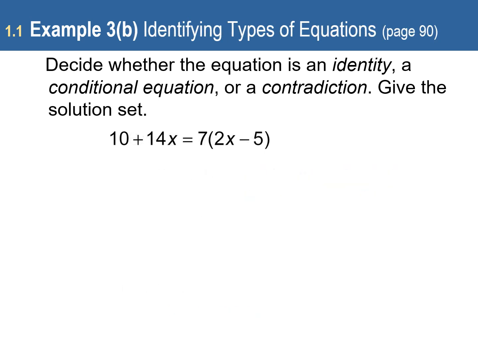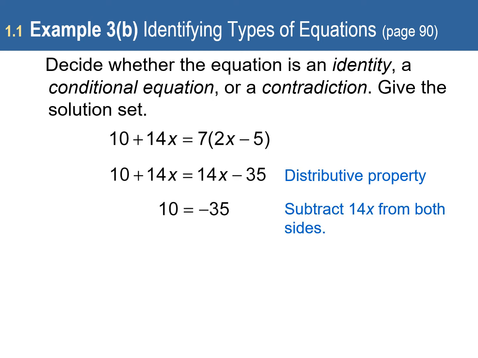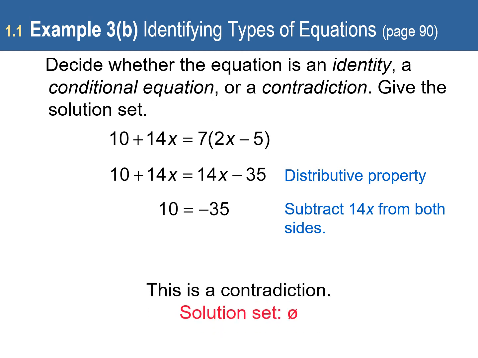Now for 10 plus 14x is 7 times 2x minus 5. I need to distribute the 7 to both terms and then collect like terms. And I get 10 is equal to negative 35. Now, this is not a true statement, so we have a contradiction, and our solution set is the null set.